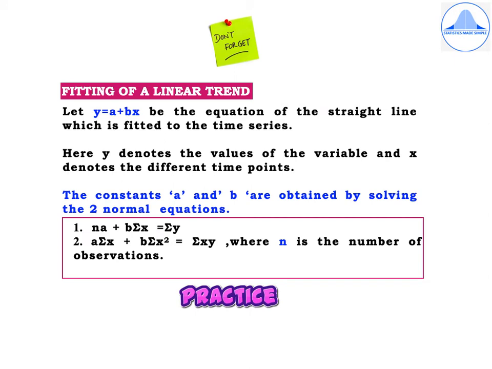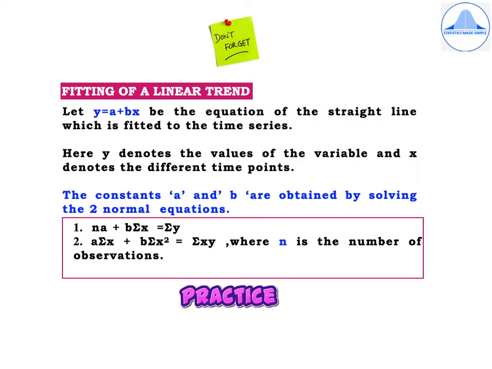Let us now learn fitting of a linear trend. Let y equal to a plus bx be the equation of the straight line which is fitted to the time series. Here, y denotes the values of the variable and x denotes the different time points. Now, in the equation y equal to a plus bx, there are two constants a and b.